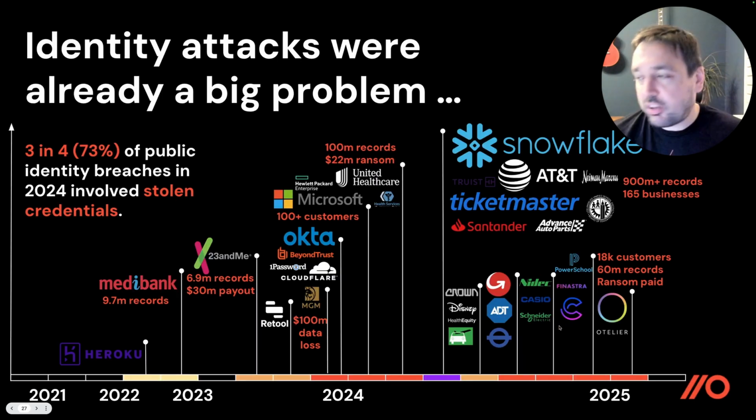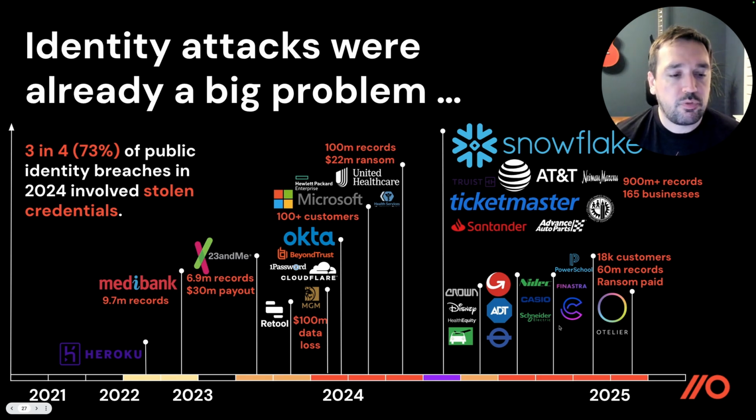So ultimately, what are the takeaways here? I mean, look, identity attacks were already a big problem, right? They've exploded in the last year or so. When I first started researching them a few years back, it was really just the beginnings.